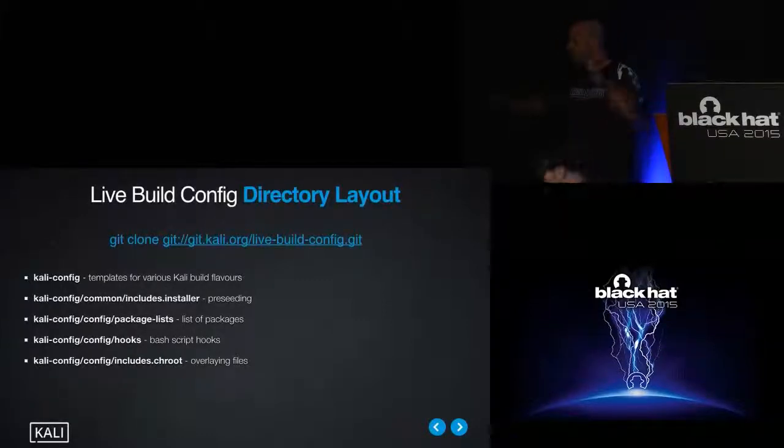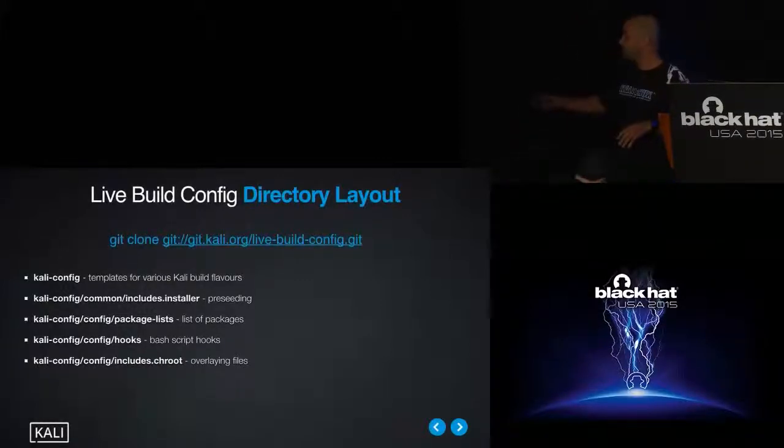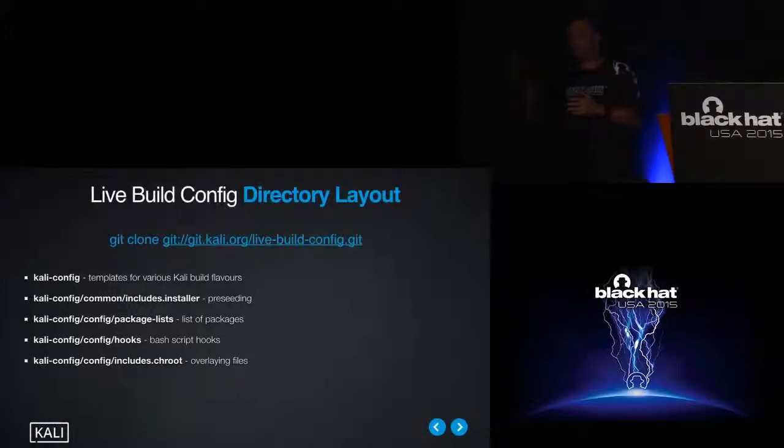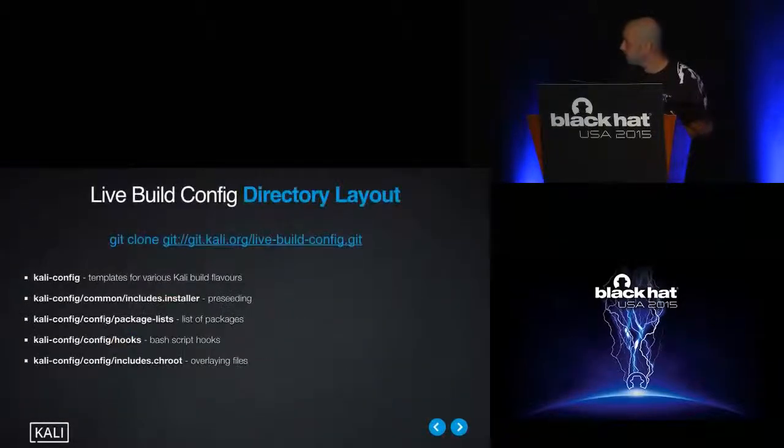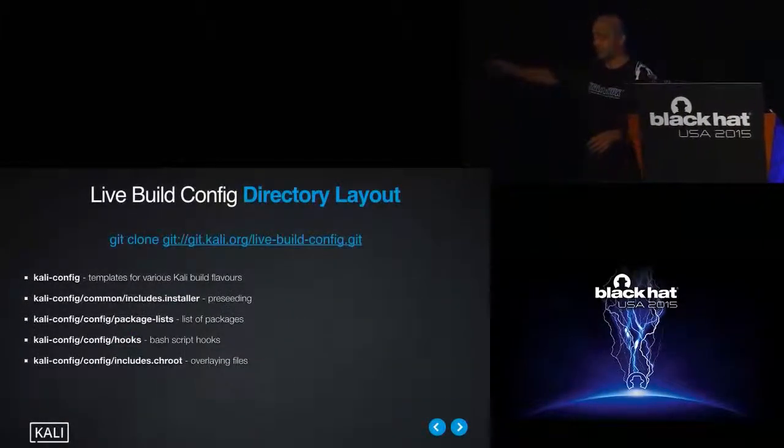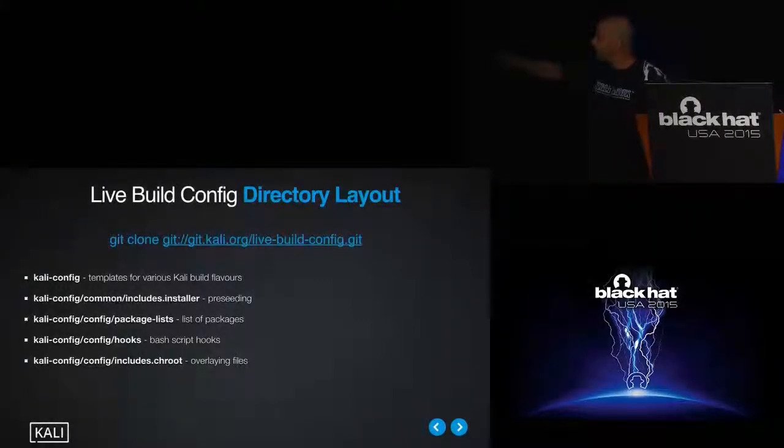Overlaying files, so include chroot. Imagine that you would like to add your own files to the file system, so this allows you to literally overlay files. If you have some custom scripts that you want to add to your build, then this is the directory that you can do that. And of course, all of these configurations and all of the live build directory can be found here at our Git repo, Kali Git repo. So essentially, git cloning that, and you have the default setup that we use to release our ISOs. Okay, and then on top of that, you can start configuring your stuff.